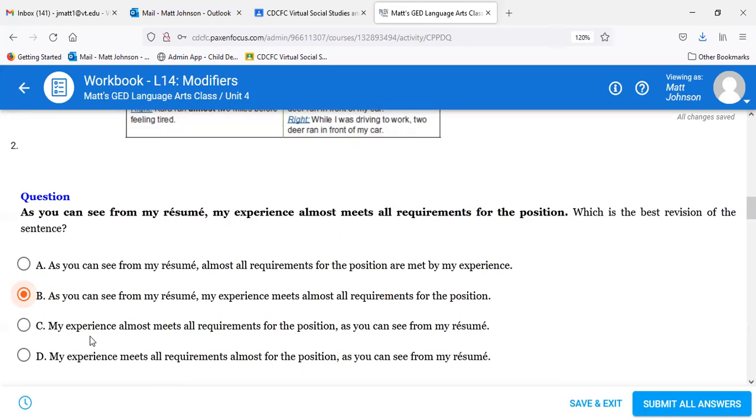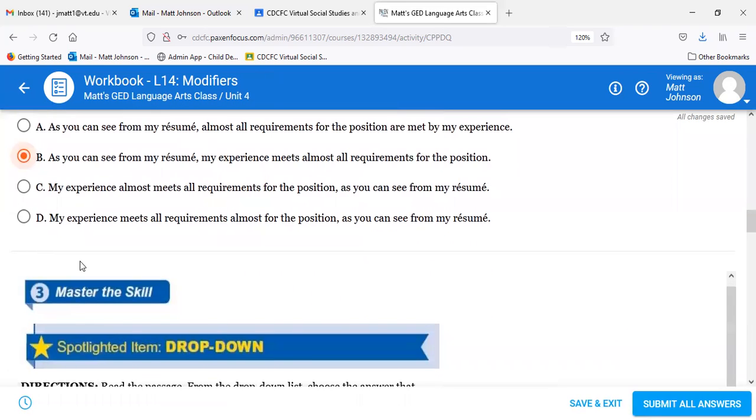So rather than in the question itself, my experience almost meets all requirements, that's basically saying that none of his or her experience meets any of the qualifications. It's saying basically that all of the experience falls short, and moving that to in front of all changes that. So in fact, most of their qualifications meet and only a few do not.